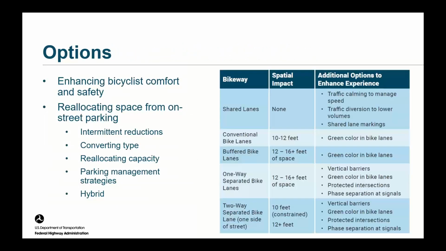Another thing that I think is important to point out about the resource is that, I said jokingly that it was a zero-sum game, but there is a lot of flexibility for strong planning decisions within a lot of these conversations and decision-making processes. So there are ways to enhance bicyclist comfort and safety with all the potential options. If you end up with conventional bike lanes, for example, there's the option of using colored pavement, or for one-way separated bike lanes, thinking about the different design elements and how they add up to create a safe, comfortable, and connected facility. So there are things you can do to enhance the experience for all the different potential choices.